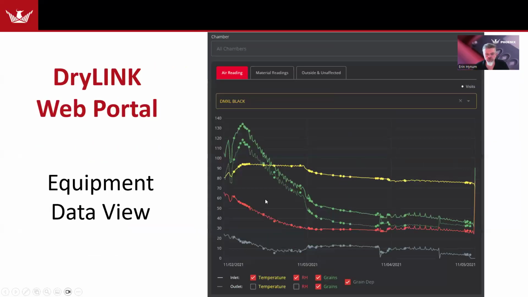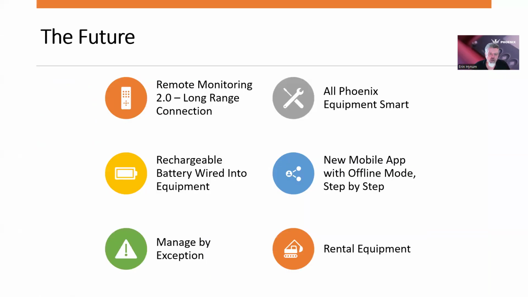And then here's what a dehumidifier looks like when you can see all of the data coming in. And then in the future, you can look for long range connection, which is probably going to include LoRa. We're going to have all Phoenix equipment be smart, with rechargeable batteries wired into the equipment. This is long range future. Some of this stuff is not so long range.